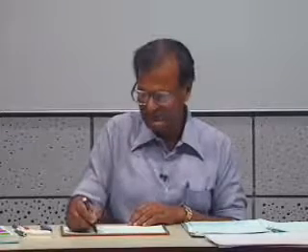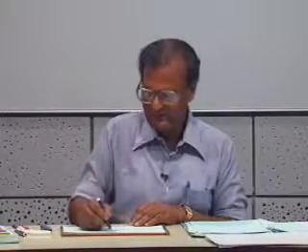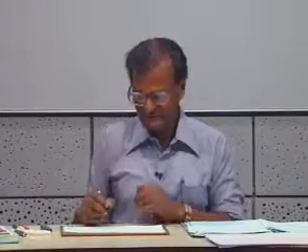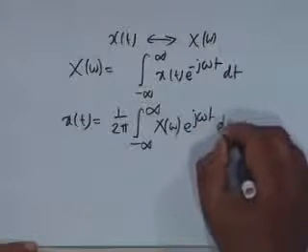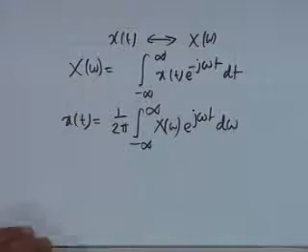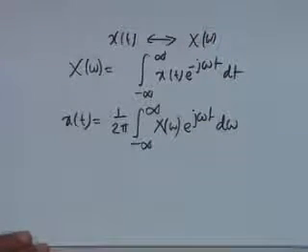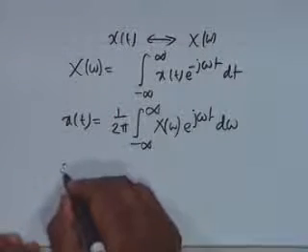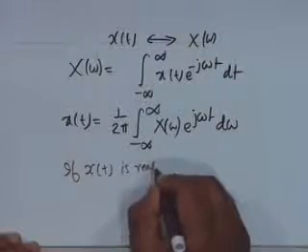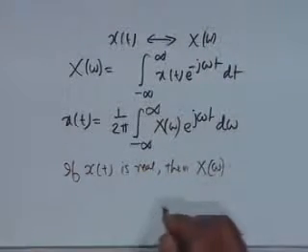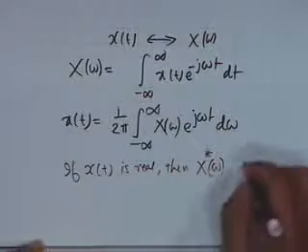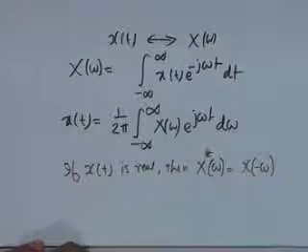Let's recall that if x(t) is Fourier transformable, then the relationship is that X(omega) is equal to the integral from minus infinity to infinity of x(t) e to the minus j omega t dt, and the inverse Fourier transform is given by 1 over 2 pi times the integral from minus infinity to infinity of X(omega) e to the power j omega t d omega. Last time, one of the properties that we proved was that if x(t) is real, then the complex conjugate of X(omega) is equal to X(minus omega). This is what we proved.